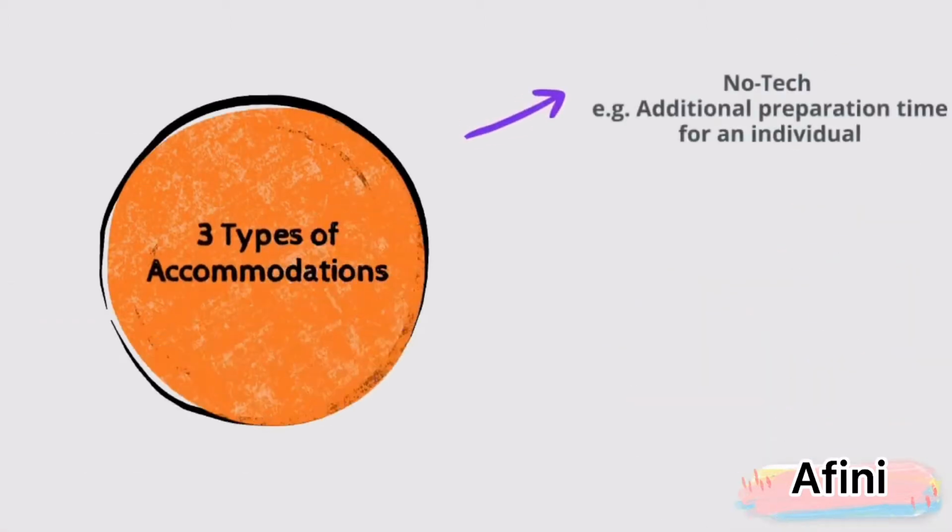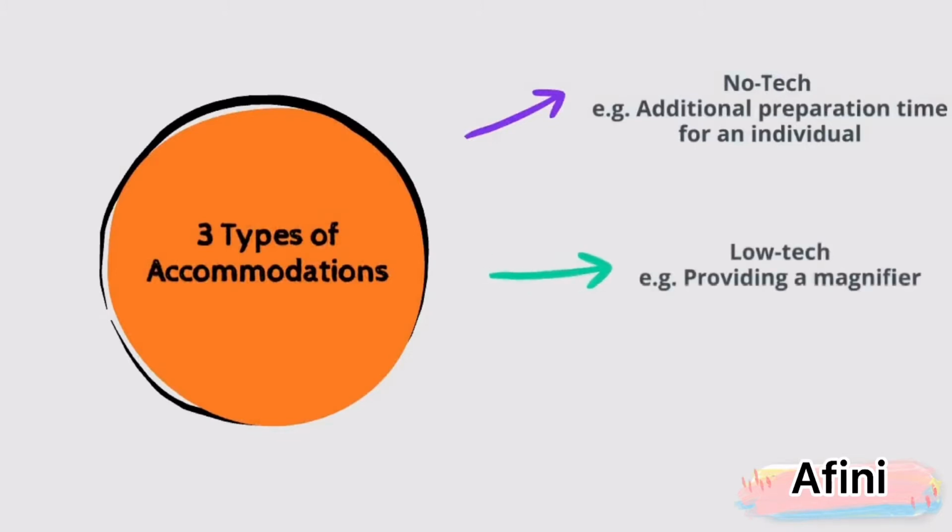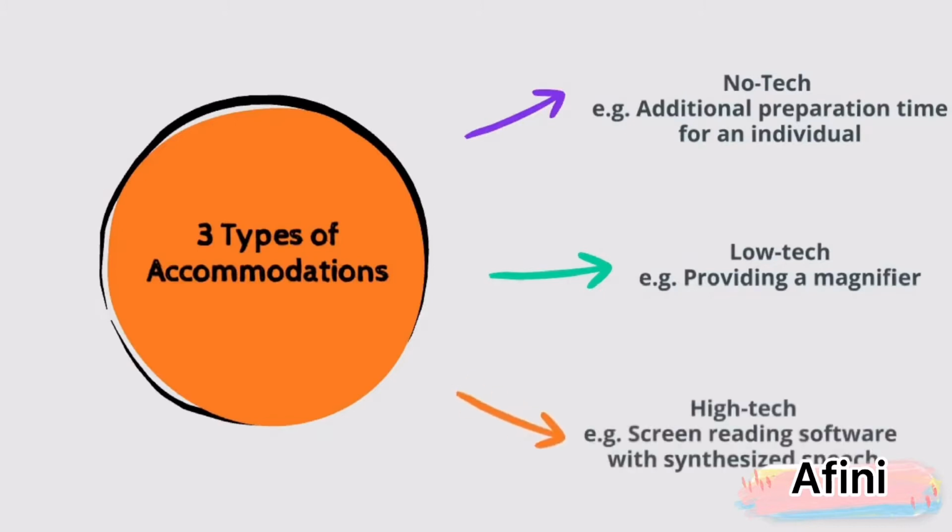Next, there are 3 types of reasonable accommodation. The first one is no-tech, an accommodation that costs little or no money, just time, support, and creativity. The second one is low-tech, any accommodation that is technologically simple or unsophisticated and readily available in most offices. The third one is high-tech, an accommodation that uses advanced or sophisticated devices.